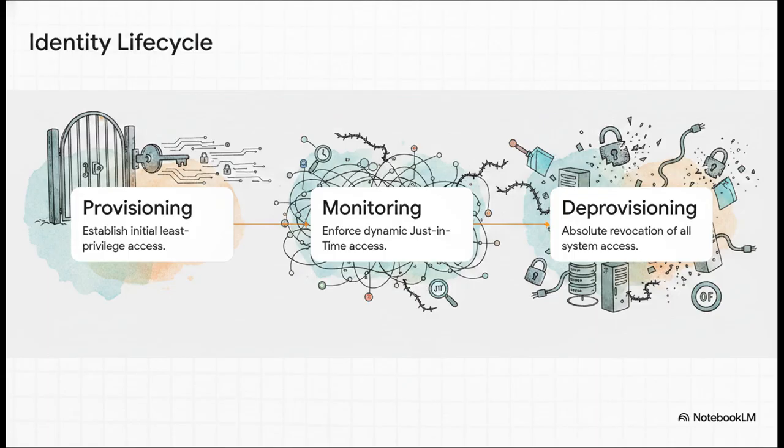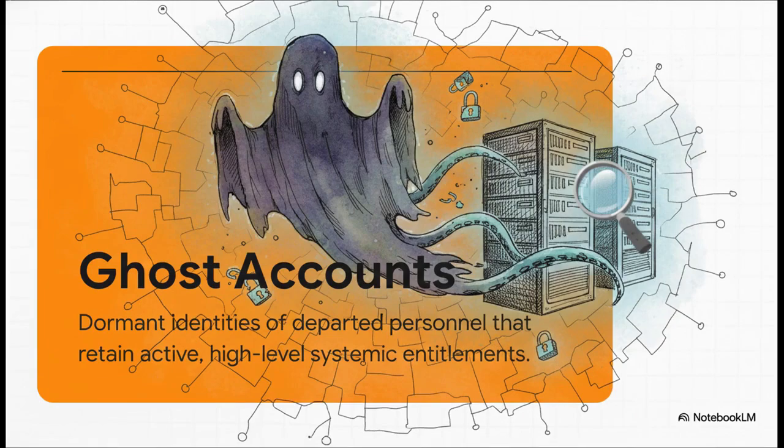Finally, the lifecycle concludes with absolute deterministic deprovisioning. And failing at that final deprovisioning step? Well, that introduces one of the most severe threats to an enterprise: ghost accounts. These are dormant identities belonging to departed personnel that somehow have retained active, high-level systemic entitlements. Because they rarely trigger standard behavioral anomaly alerts, the person isn't there to do anything weird, these orphaned accounts are prime, highly sought-after targets for advanced persistent threat actors. They are basically looking for long-term undetected persistence inside your network, and a ghost account is the perfect hiding spot.